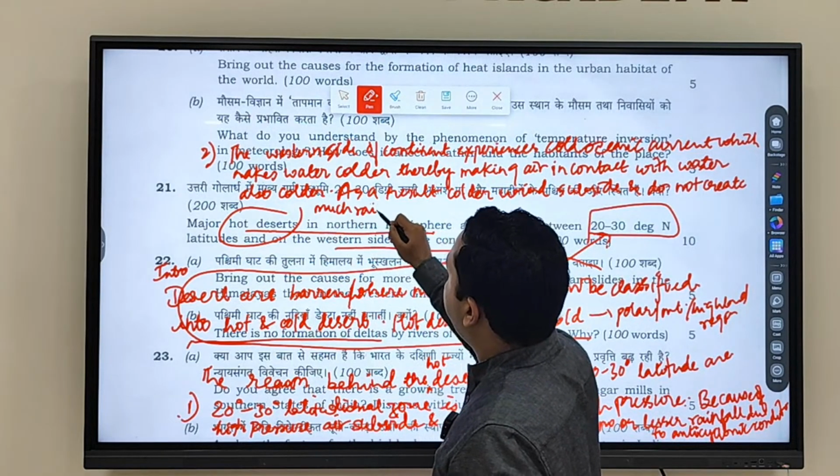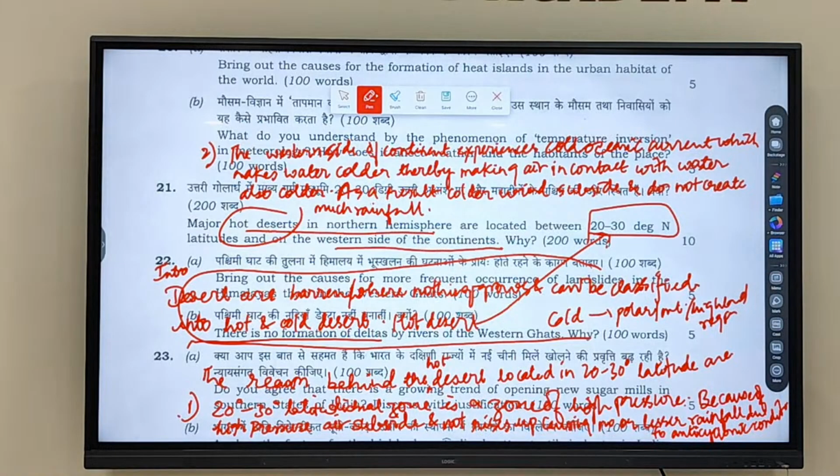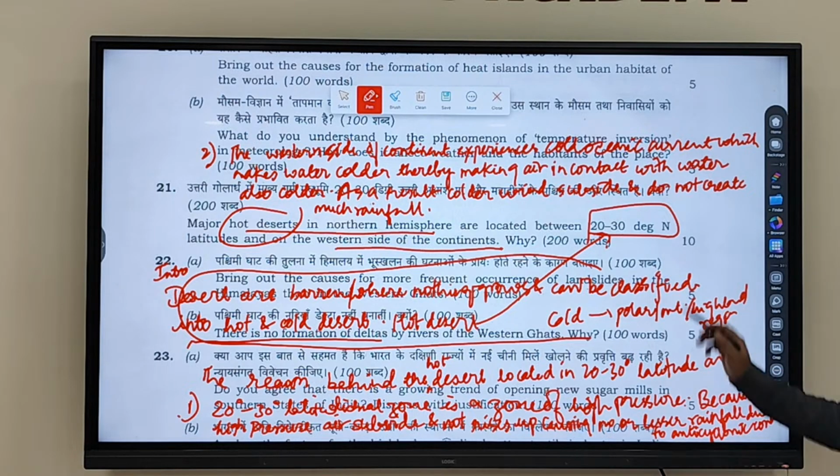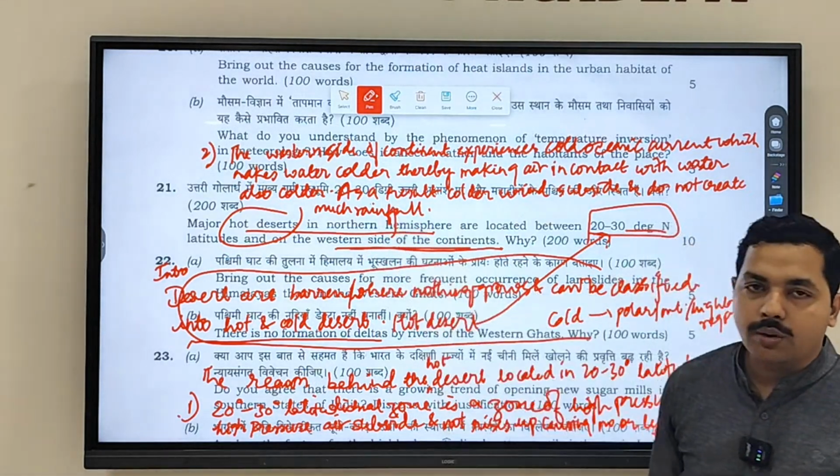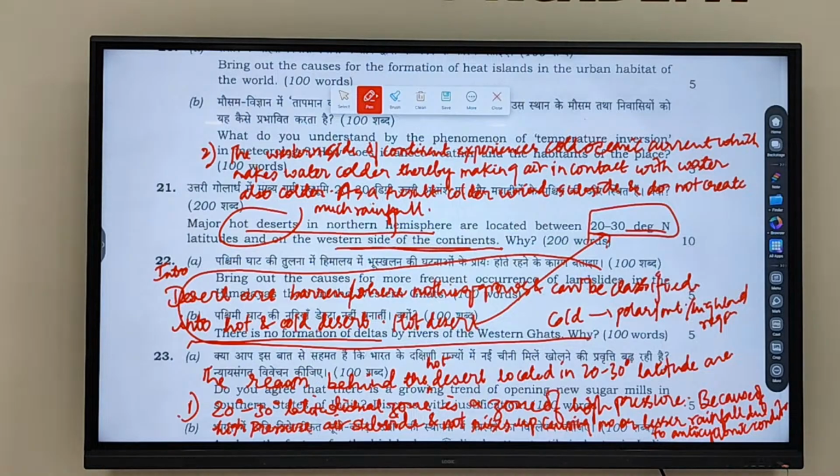Fine. These are the two points you have to mention. The first point explains why they are located in 20 to 30 degree latitude, and the second point explains why they are located on the western side of the continent. Also, when the wind is cold, will it affect the evaporation rate? Yes, it will. You can also add that point, but that is already understood. Hotter wind has more moisture.